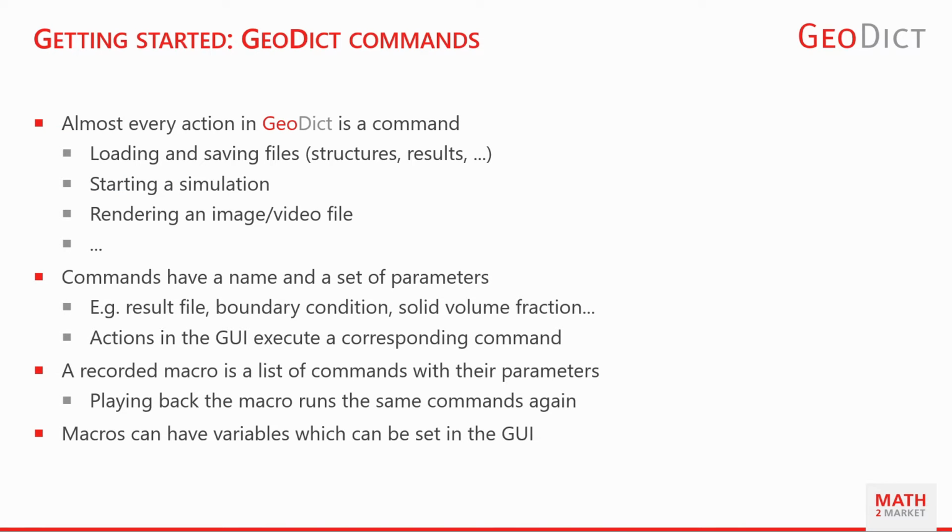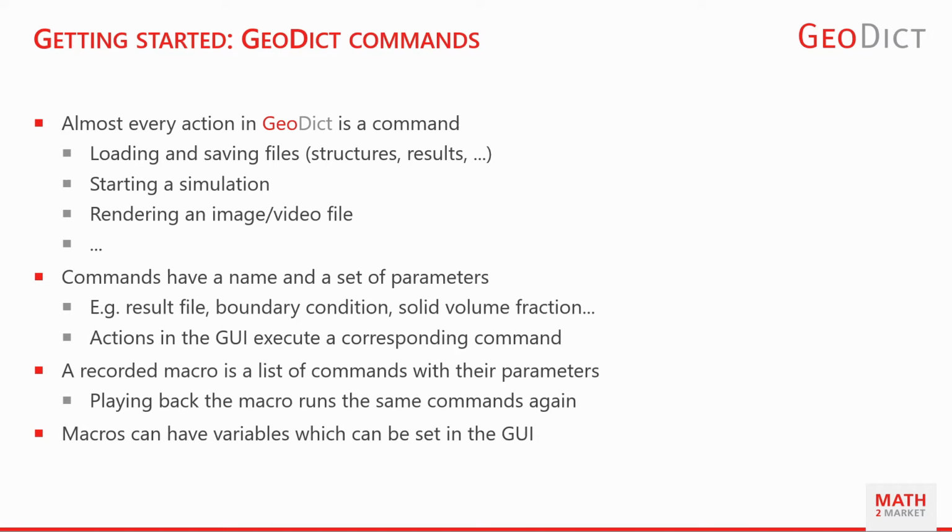In GeoDict, almost every action is a command. For example, if you load or save a structure file, run a simulation, or render images or movies, everything is a command and can be saved to a macro. Each command then has a name and a set of parameters. So for example, the result file name or some boundary condition, solid volume percentage, and many more.